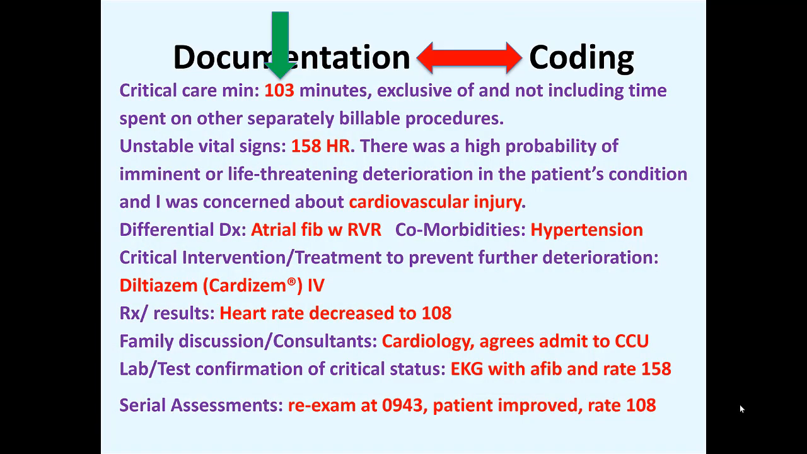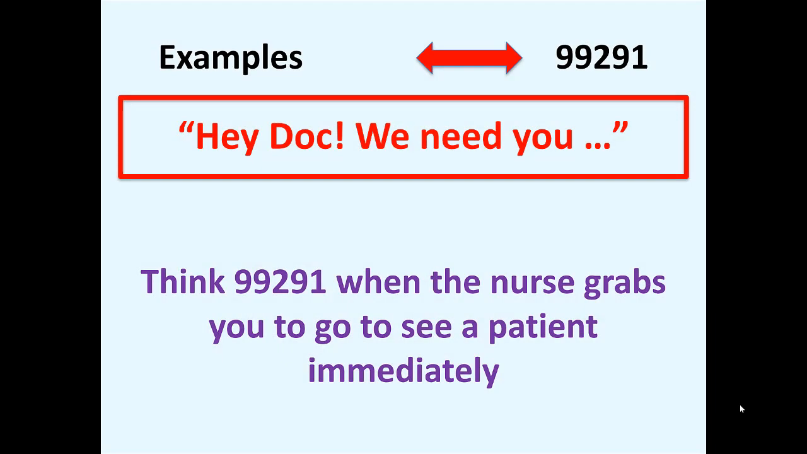Don't worry if you go beyond 30 to 75 minutes of time providing critical care. Remember to still document your total time. Your coder can also bill for increasing amounts of time when you exceed the 75 minutes covered by the 99291 CPT code. Now, when do we want to think about critical care and documentation to back it up?